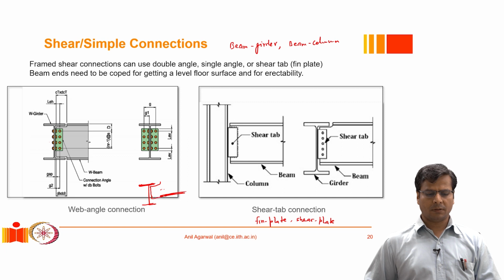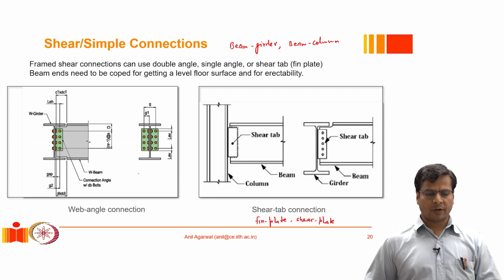Therefore, in order to facilitate that, often we cope a part of the beam. So if the beam is not as deep as the girder, we may just cope the top flange. If it is almost as deep as the girder, then we may have to cope both flanges. So this is called coping of the beam. And typically the motivation for that is so that we can get a flat surface above it and we can bring the webs close together so that they can be joined in shear. Right?